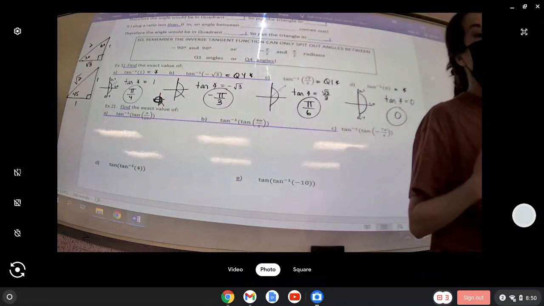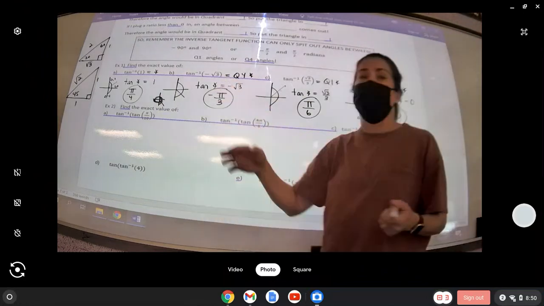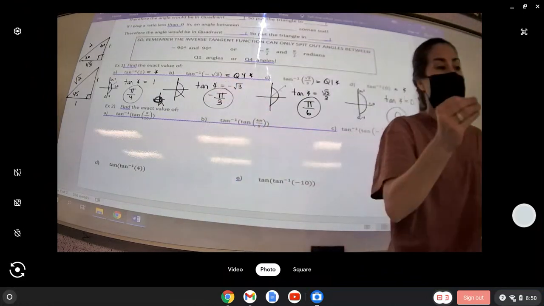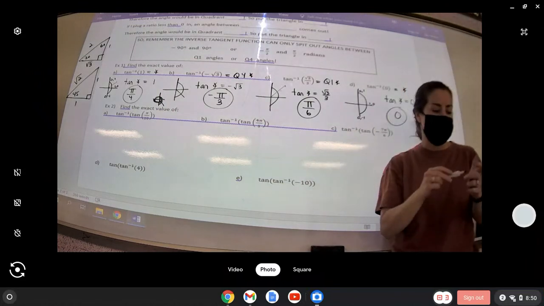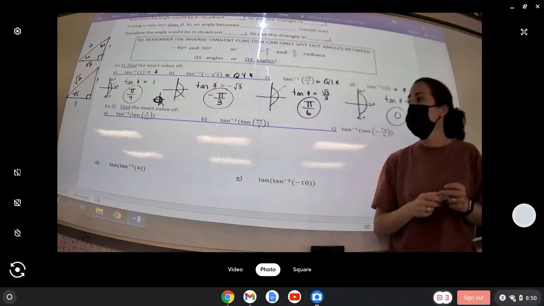Okay? I'm not saying 5 pi over 3 doesn't have that tangent ratio. It's just not an angle that survived the cut from pi over 2 to negative pi over 2. Okay?